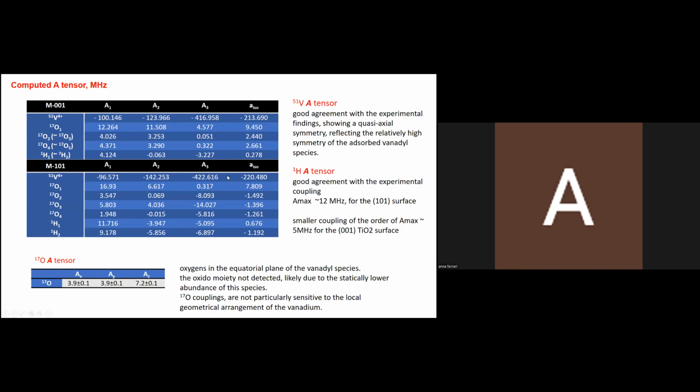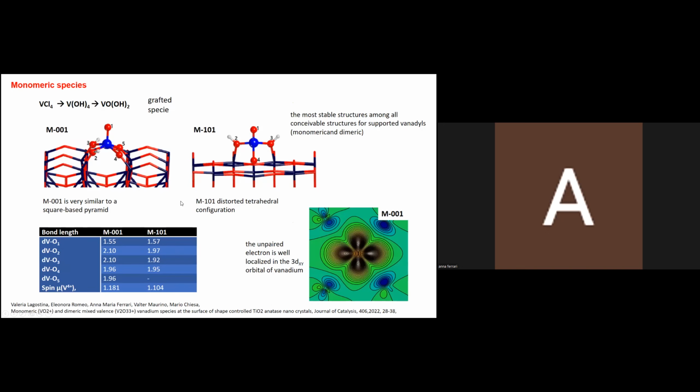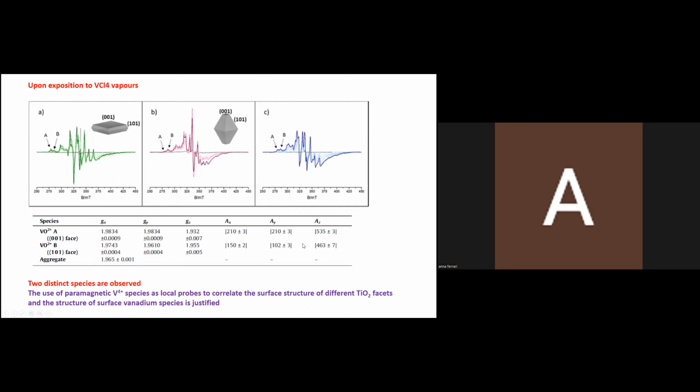And also, the values are in good agreement with the experimental values. We see here a large contribution for one of the values, almost similar to the other two, so axial symmetry, and a larger asymmetry for the tetrahedral species.